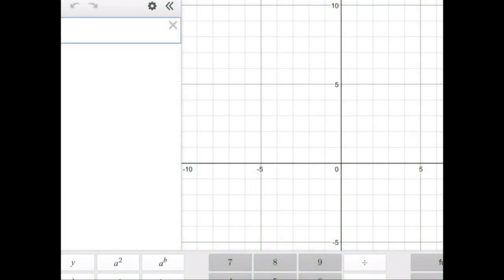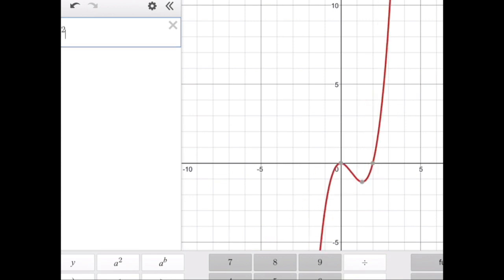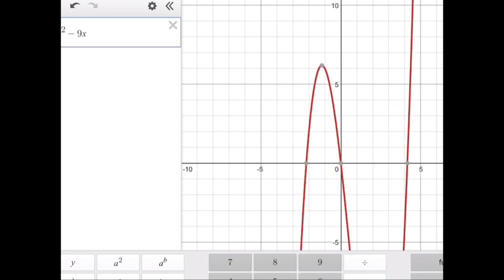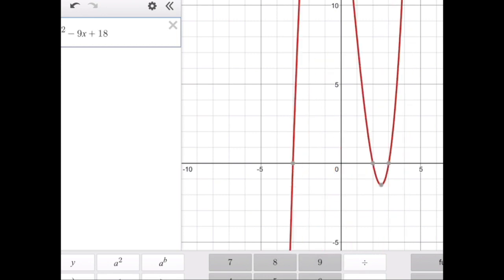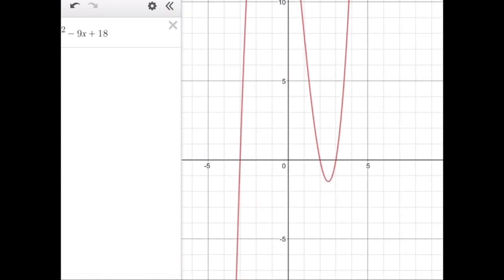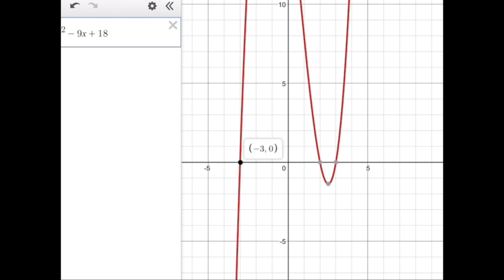On the left, I'm going to put in x cubed minus 2x squared minus 9x plus 18. We see our graph is building here. I'm going to move my graph over a little bit, and I can see that the places where my graph crosses the x-axis are in fact how I factored and determined them: negative 3, 2, and 3.